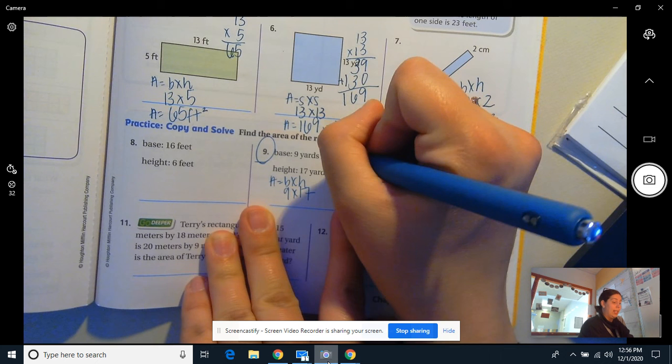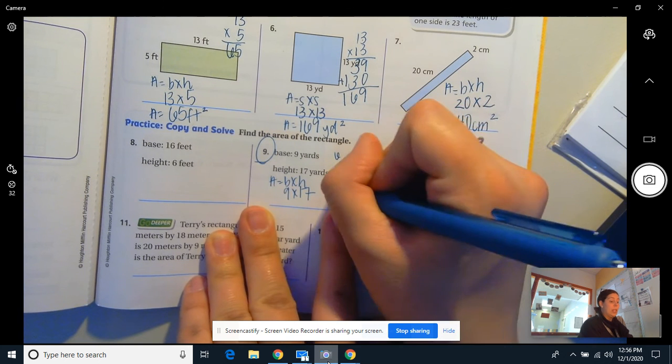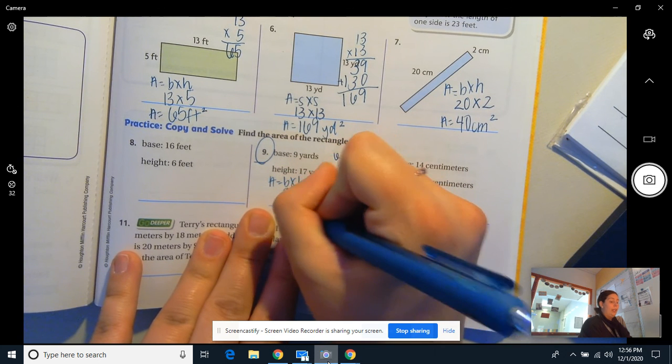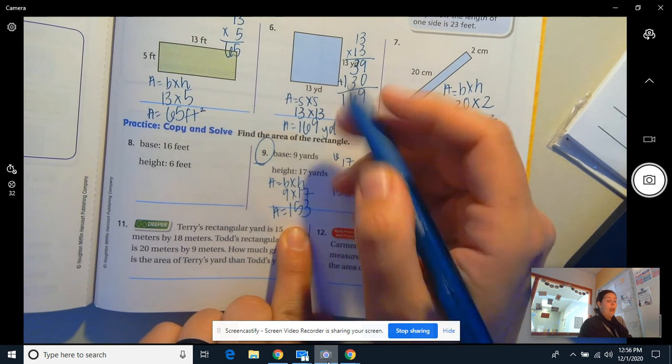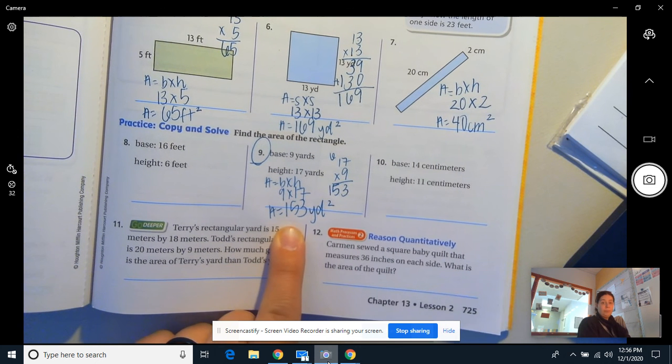Drop my 3, carry my 6. 9 times 1 is 9. Plus 6 more is 15. So 153. I would write that area equals 153. Yards are written YD squared.